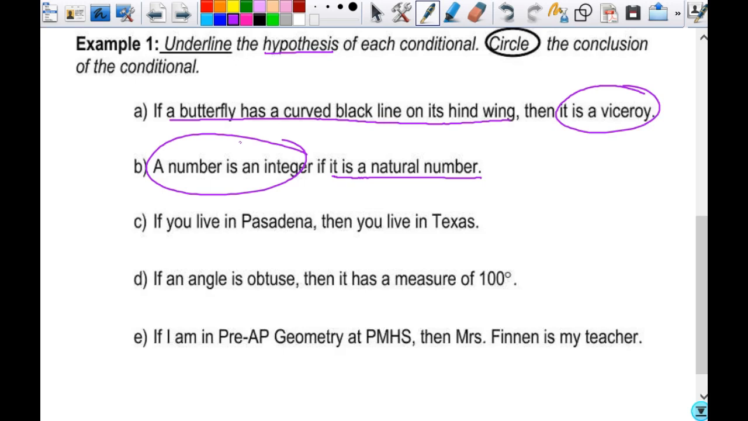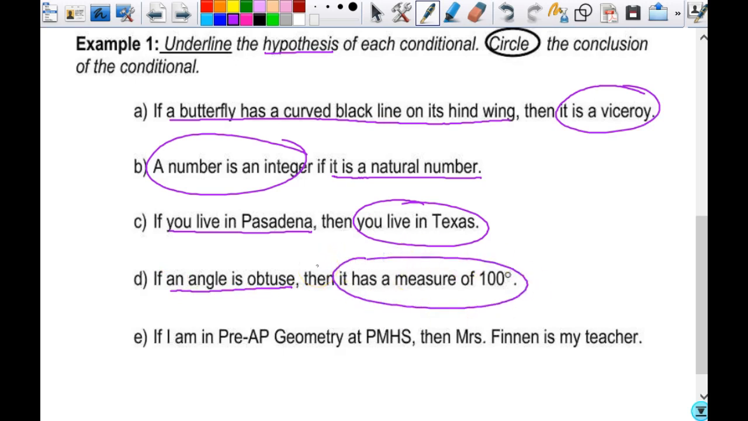If you live in Pasadena, then you live in Texas. Okay? If an angle is obtuse, then it has a measure of 100 degrees. If I am in pre-AP geometry at PMHS, then Mrs. Finnan is my teacher. Now, are all of these statements true statements? No. Actually, most of them are not.